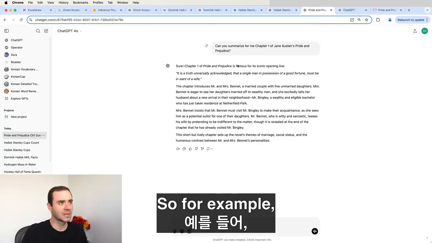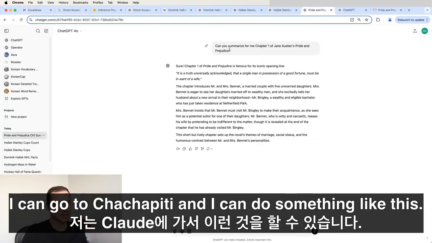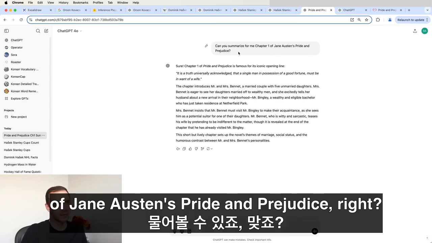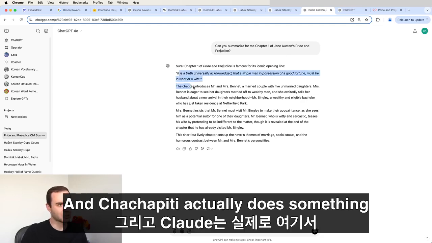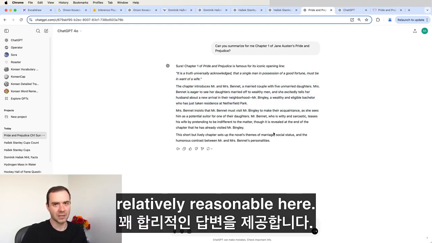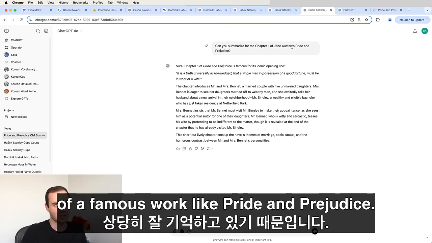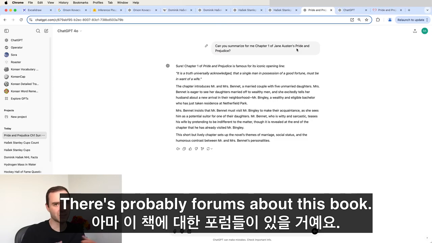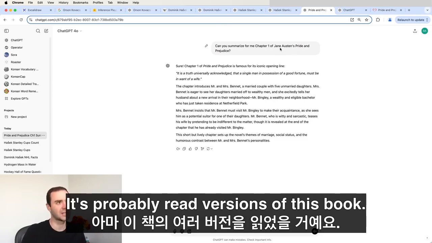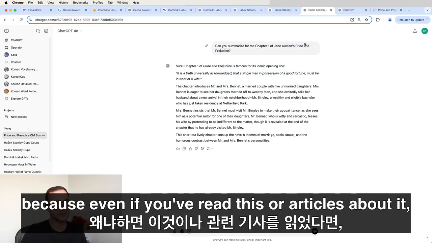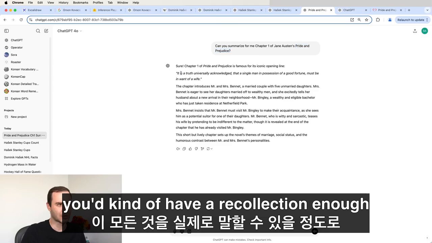For example, I can go to ChatGPT and say, can you summarize chapter 1 of Jane Austen's Pride and Prejudice? This is a perfectly fine prompt, and ChatGPT does something relatively reasonable here. But the reason is that ChatGPT has a pretty good recollection of a famous work like Pride and Prejudice. It's probably seen a ton of stuff about it. There are probably forums about this book, and it's probably read versions of this book. It kind of remembers, because even if you've read this or articles about it, you'd have enough of a recollection to say all this.